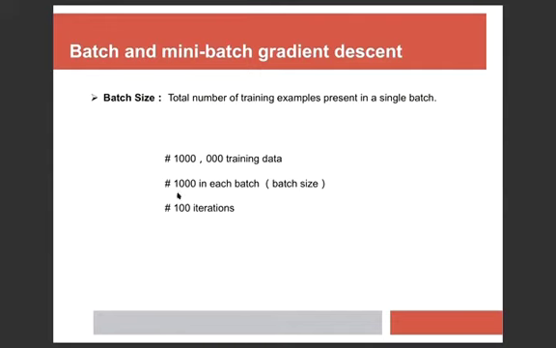So the 10,000 is called the batch size, and the 100 is called the iterations. The iterations is the number of batches needed to complete one epoch. In this case, we will take 100 iterations to complete one epoch.